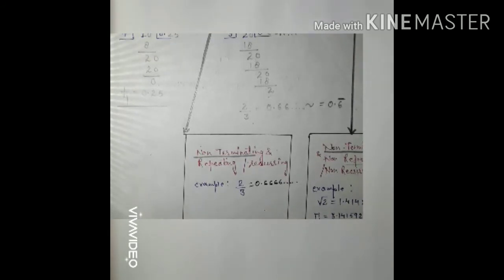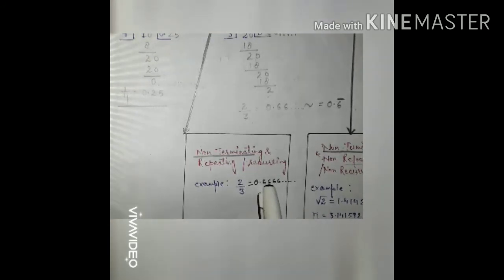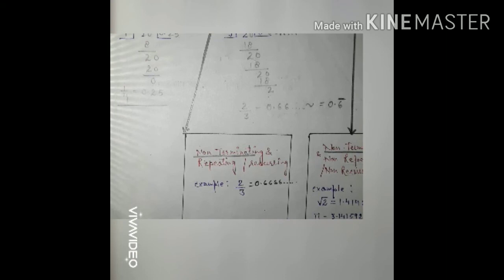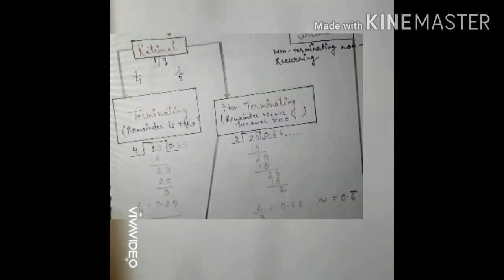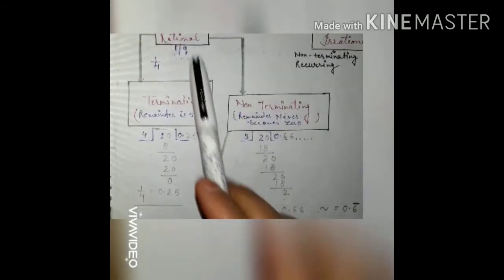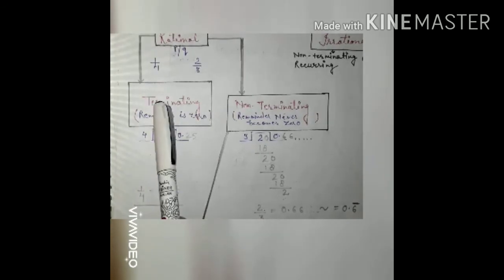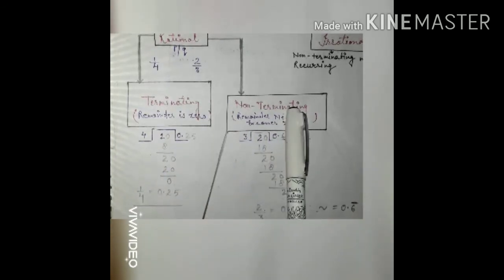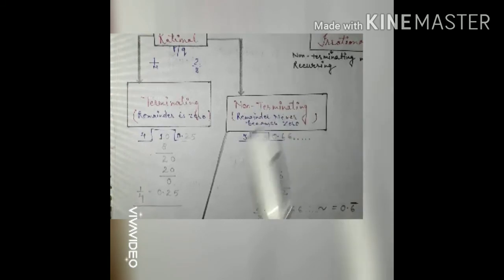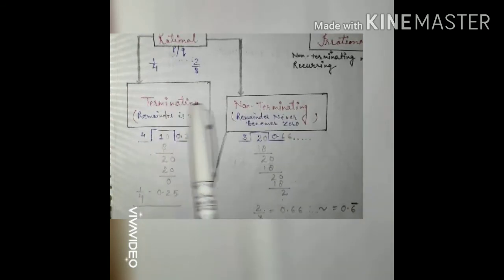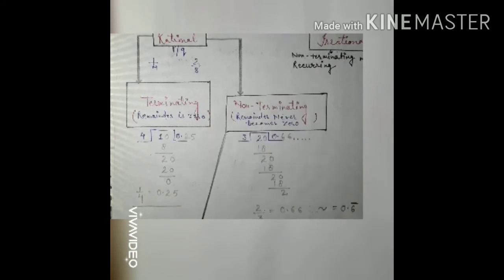That means here the digit 6 is repeating. So we will call it non-terminating and repeating terms. Now, in the rational number we conclude that the decimal expansion is terminating or non-terminating repeating. In the rational number, the decimal expansion can be terminating or non-terminating repeating.